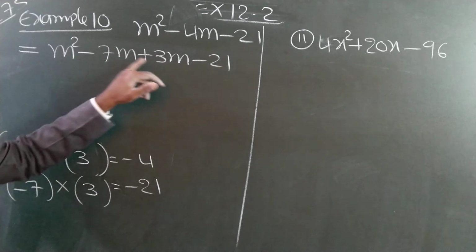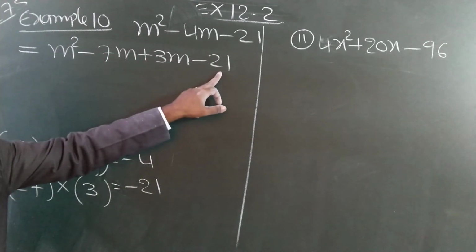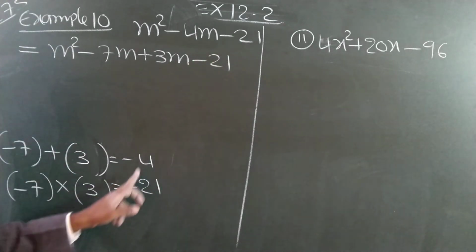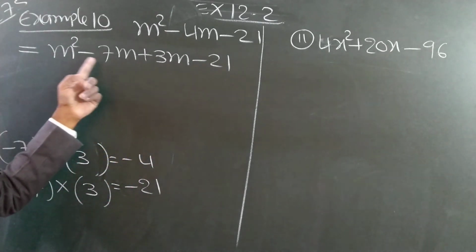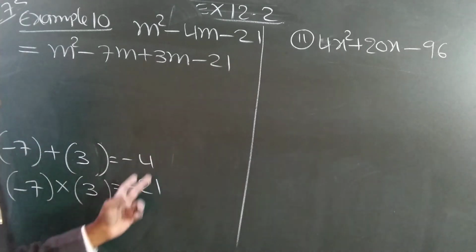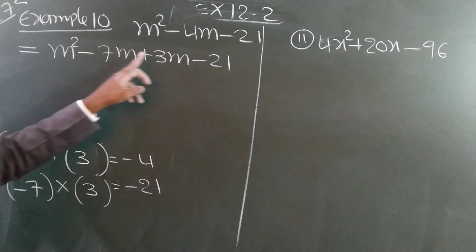Why are we choosing only these numbers? Because if you multiply, -7 into 3 is -21. If we add, we have to get -4. Adding, we have to get -4. Multiplying, we have to get -21. What are the numbers? 7 and 3. -7 plus 3.